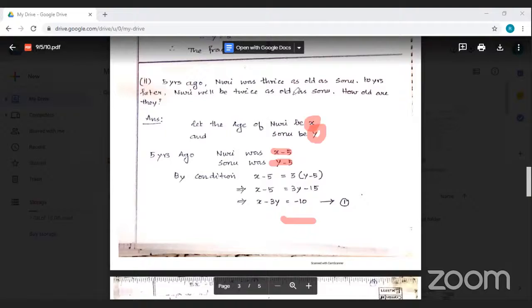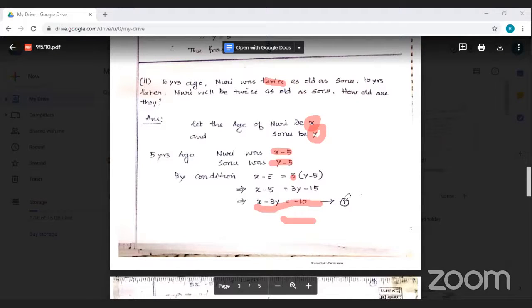Therefore, thrice as old as, so 3 into. Sir, whose age do we take as X and whose age as Y? Nuri is X, Sonu is Y. Therefore, Nuri is X minus 5 and this fellow is Y minus 5. Are you getting this? Therefore, this is the equation number 1.